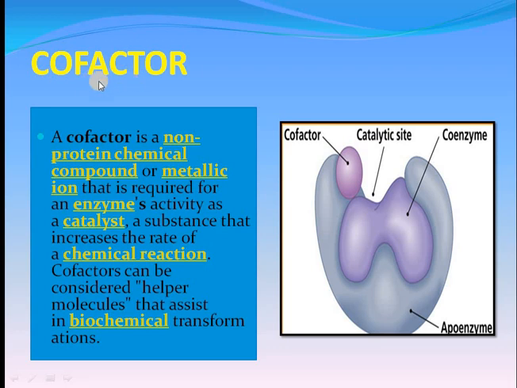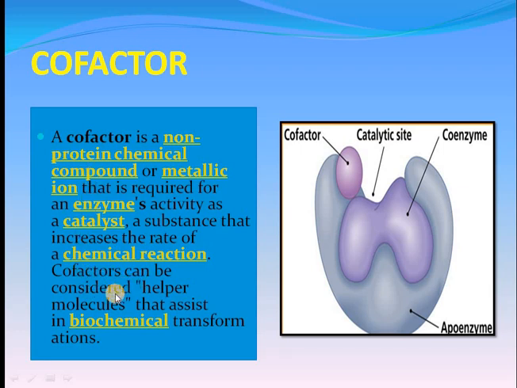Now we will move further, and here is the next terminology, that is cofactor. Now what is a cofactor? A cofactor is basically a non-protein chemical compound, or it may be a metallic ion, that is required for the enzyme's activity as a catalyst, a substance that increases the rate of chemical reaction. Here इस catalyst को यहाँ पे explain किया गया है basically.